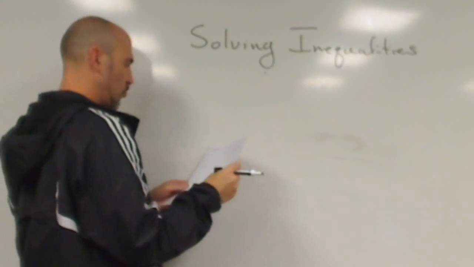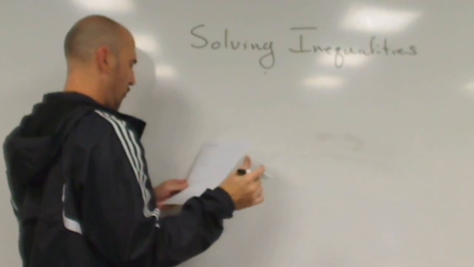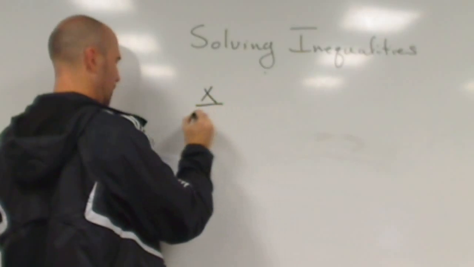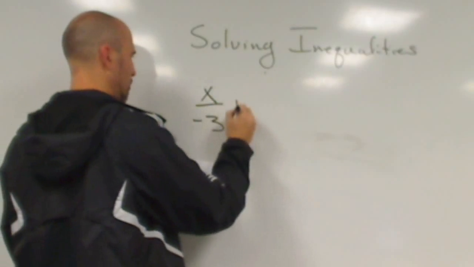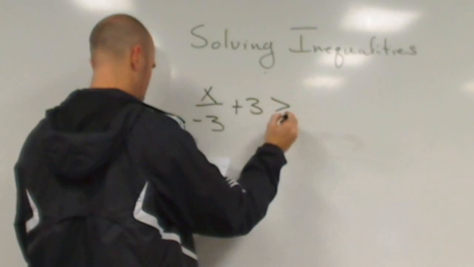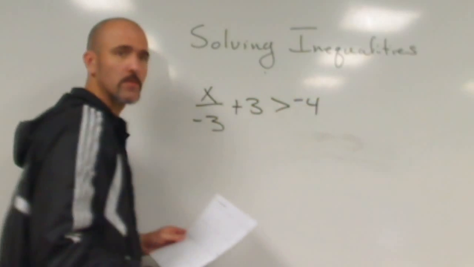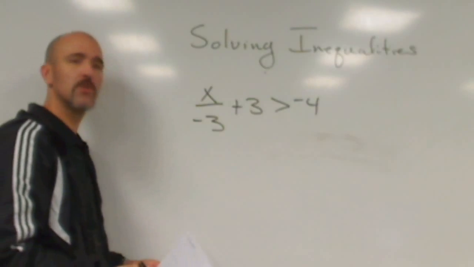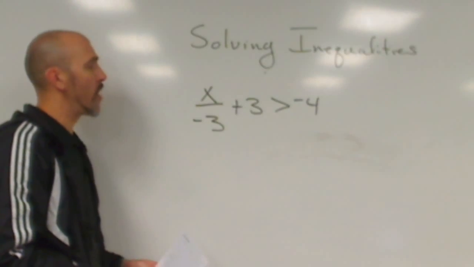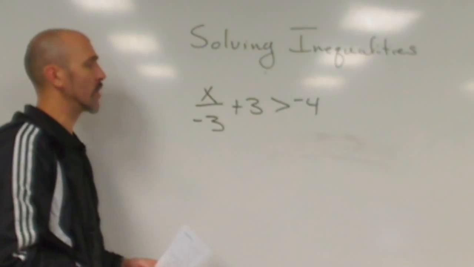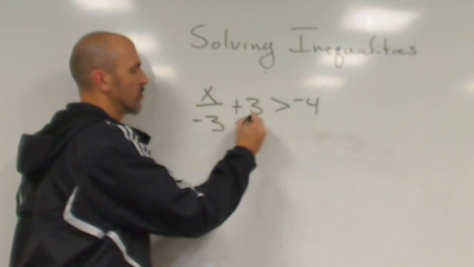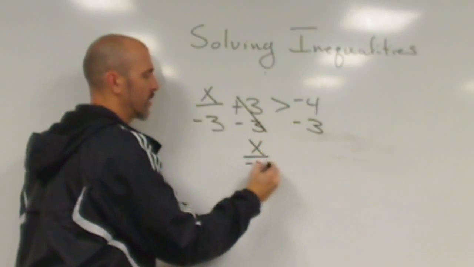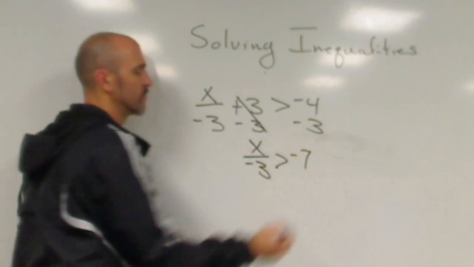But I'll do one multiplying and one dividing. So let's see here. If I gave you x divided by negative 3, plus 3, is greater than negative 4. All right, we'll start with that one first. Just like you would solve any other equation, you solve the inequality the same way. We always want to start with the plus or minus first. So minus 3, they cancel. X over negative 3 is greater than negative 7.